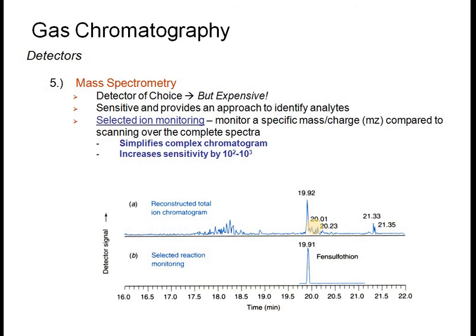Mass spectrometry depends on the mass-to-charge ratio, m/z. The mass detector is a good choice but expensive. It is sensitive and provides an approach to identify the analyte. Selected ion monitoring: monitor a specific mass-to-charge ratio m/z compared to scanning over the complete spectra. This simplifies a complex chromatogram and increases sensitivity by 10^2 to 10^3.